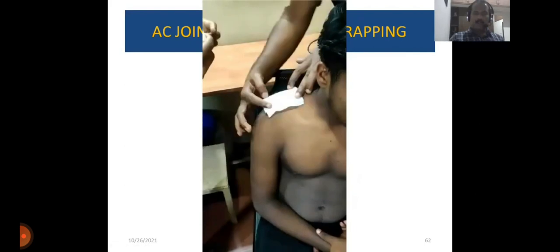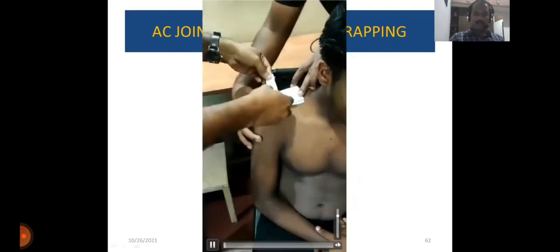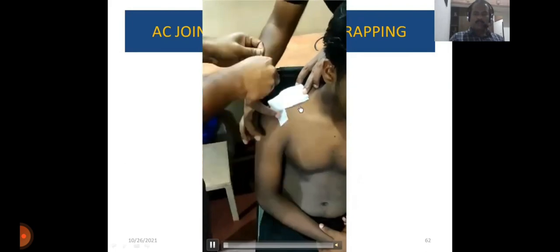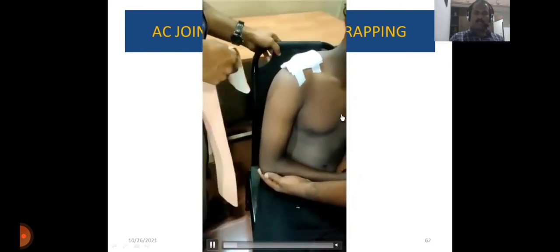If there is a wound, place a cotton pad. Mostly, if the patient has a history of weight fall over the shoulder, maybe an AC joint injury, or it may be a wound over here or here. In both cases, use this adhesive tape. This is the adhesive crepe bandage. You see, the adhesive crepe means it has an adhesive nature. It is available in surgicals.